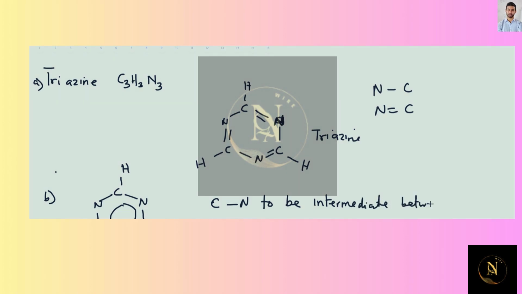between a double bond and a single bond, carbon nitrogen and carbon nitrogen. So if I'm to guess, it's going to be somewhere around 1.40 angstrom. Okay, just a guess.